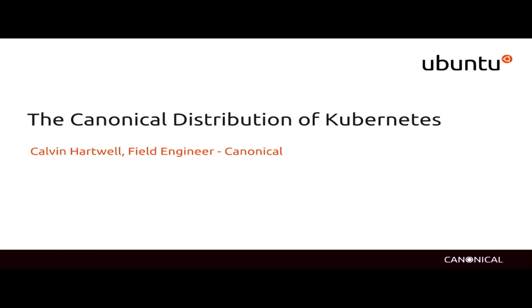Basically, I'm going to be talking about Canonical's distribution of Kubernetes. I will be talking about running it on top of OpenStack. This is actually something we do for a couple of customers, and it's something we recommend. We can run Kubernetes on top of bare metal, and we also run it on top of VMware a lot, but we actually prefer to run it on top of OpenStack, and there are good reasons to do that.